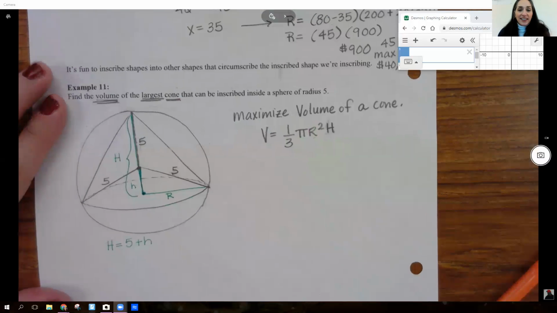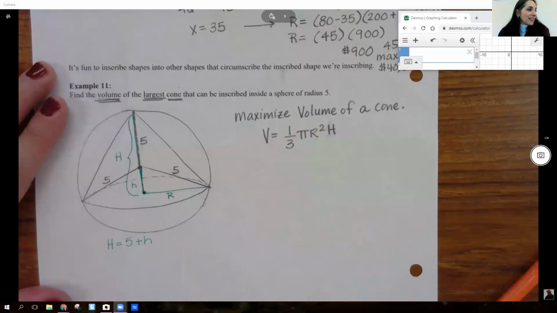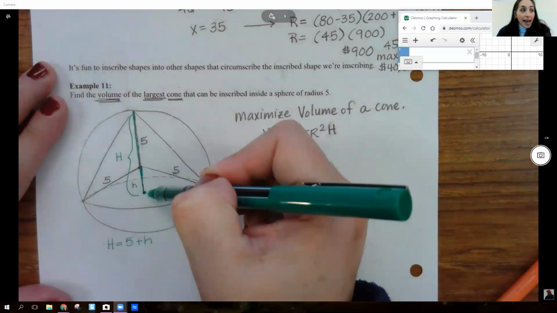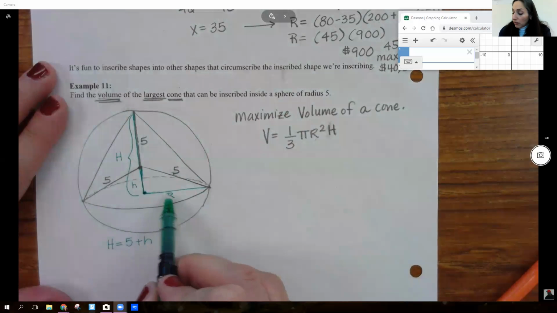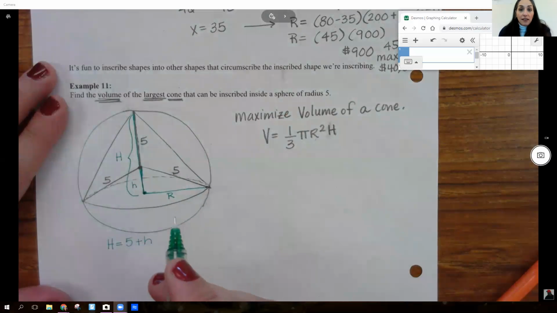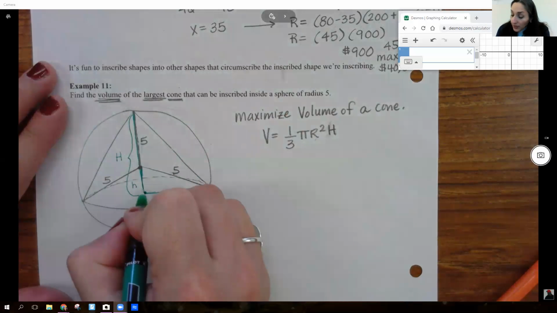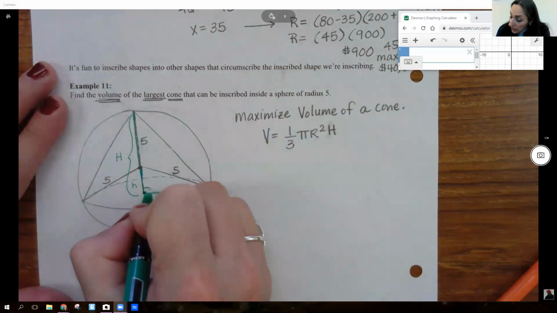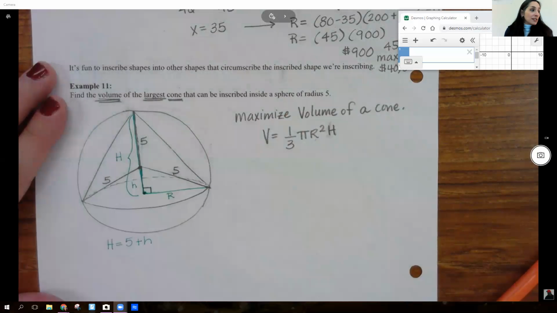The other thing that we know for sure is that the height of the cone has to be perpendicular to the radius of the cone. That's the only way to get the height correct. It has to be perpendicular to the base. Otherwise we'd be measuring the height on a slant, and that wouldn't truly be a height. So that's going to be 90 degrees.